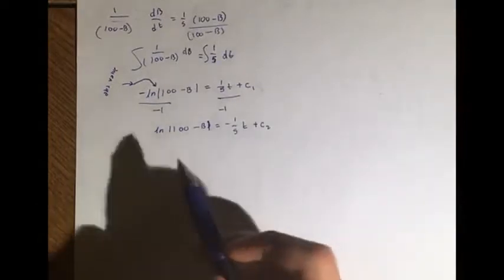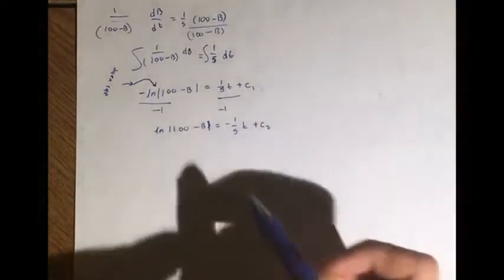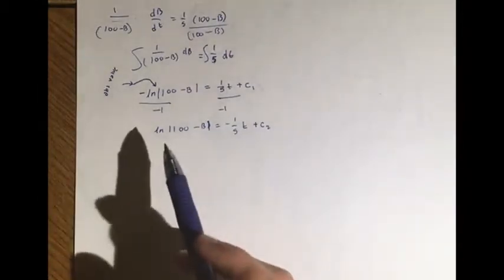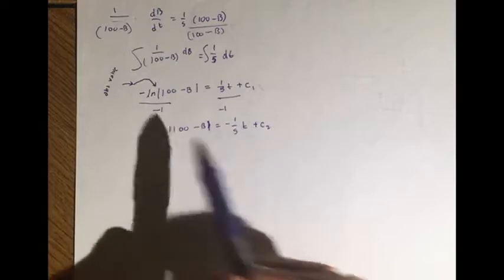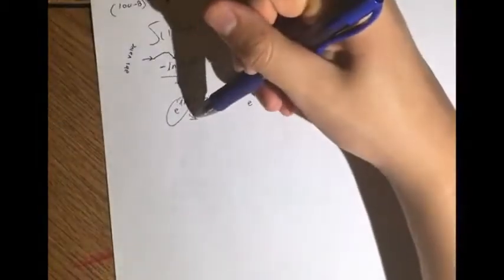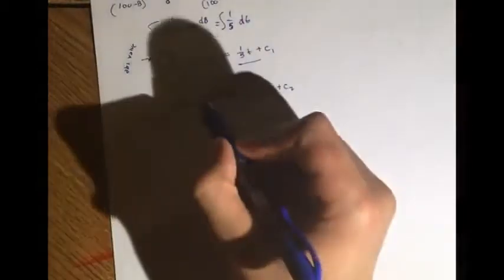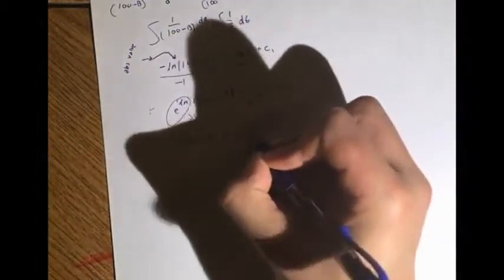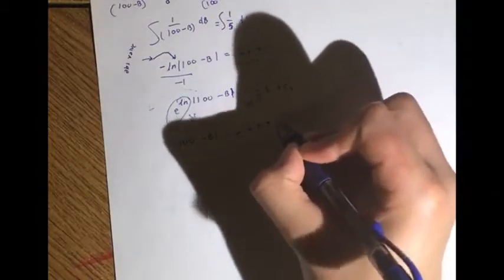Anyways, so to get rid of the natural log and to isolate b, we gotta get rid of this and then get rid of the absolute value. So we do everything to the e. So when these two are together, they equal 1. And then this is brought down. So it's the absolute value of 100 minus b equals e to the negative 1/5 t plus, I guess, c.